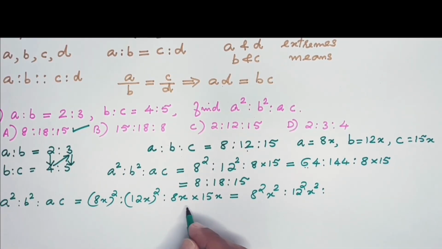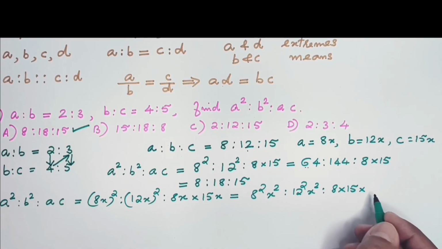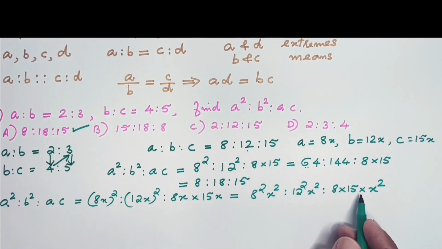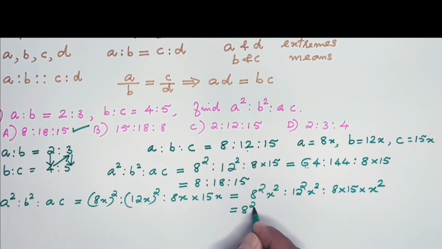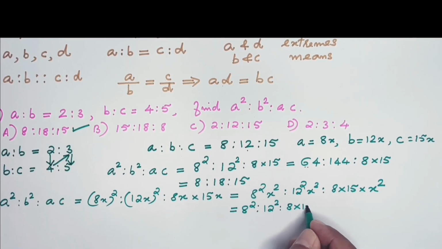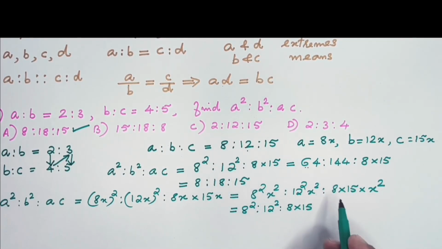Let me combine the constants. 8 and 15 multiplied by x into x square. You can see x square being common. So cancelling that, you get 8 square, 12 square, 8 multiplied by 15. And that's the same as this. Further simplification, I'm leaving it to you.